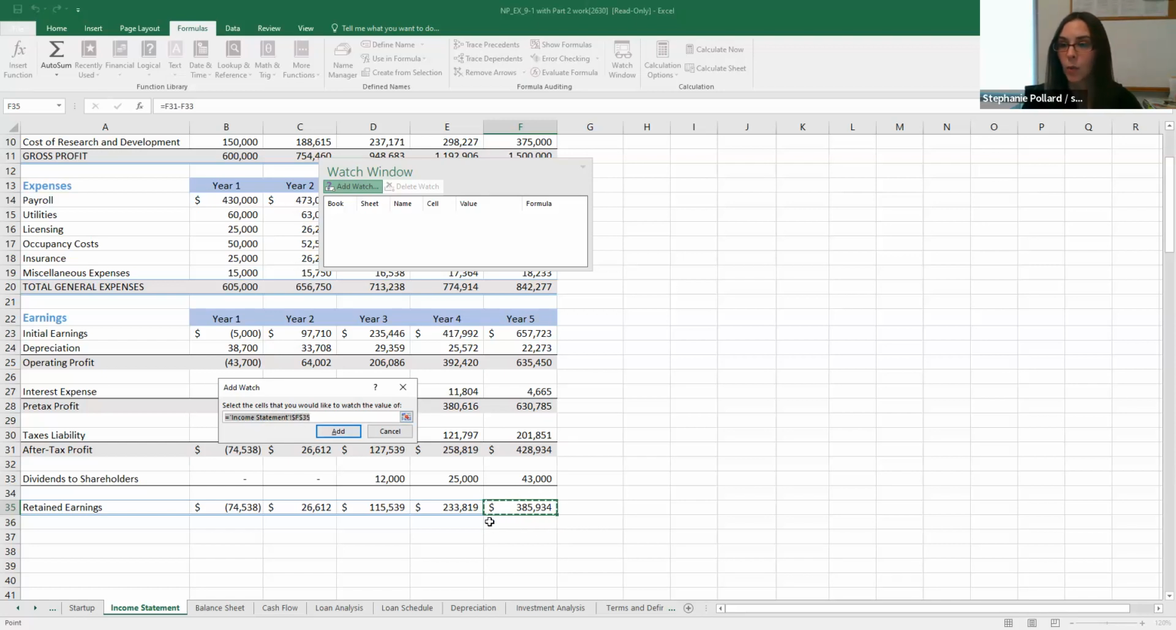because this is one of those cells that I would really like to see what happens as I make changes, right? That final year 5 retained earnings. What's going to happen if I change a percentage, or what's going to happen if I change my investment amount, etc. So I'm going to add that one.